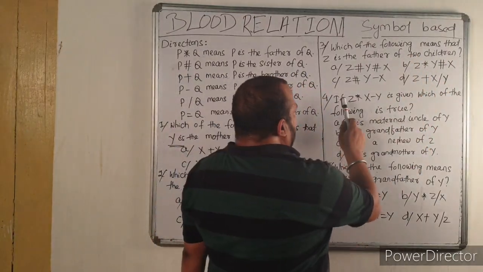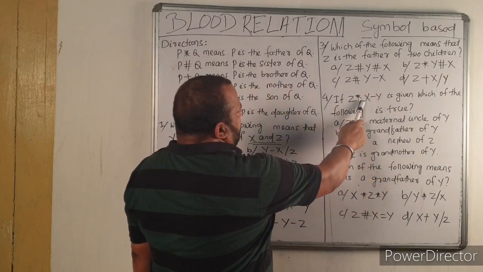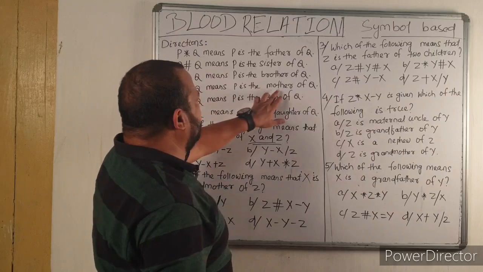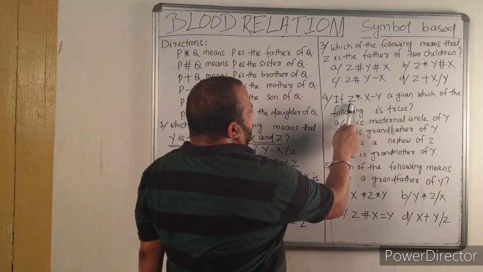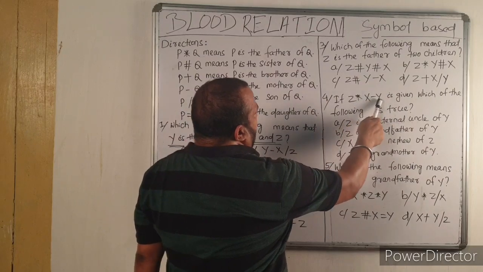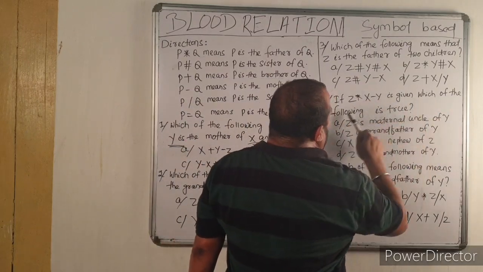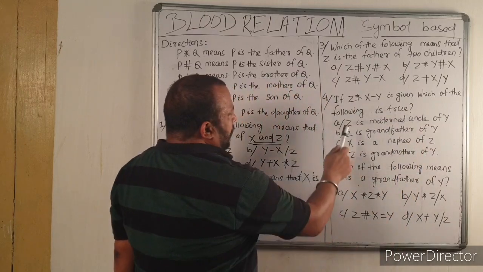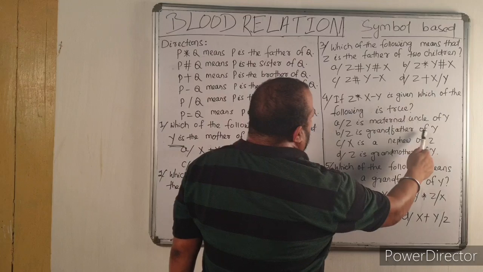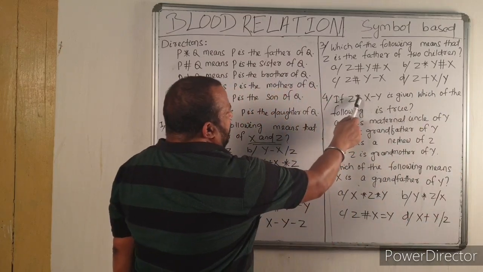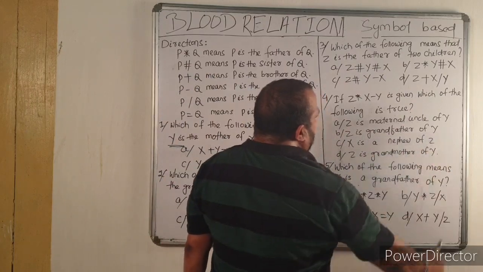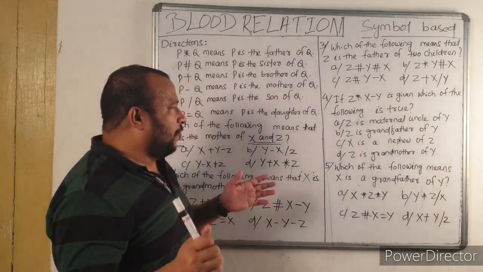Next question. If Z is the father of X and X is the mother of Y, which of the following is true? Then Z is maternal uncle, it is wrong. Z is grandfather of Y, it is correct. Because Z is the father of X and X is the mother of Y. So obviously this Z is the grandfather of Y.